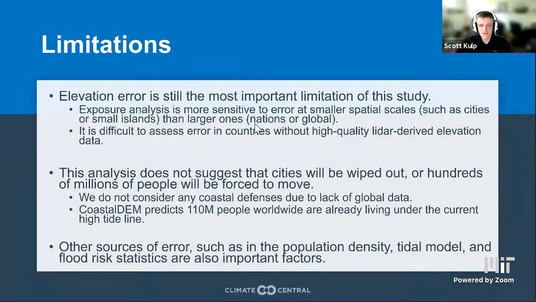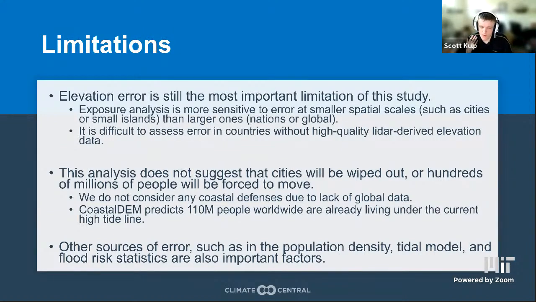So limitations, very important. Even though it's a lot better, there's still a lot of error, there's still considerable error compared to LiDAR. And this is much more sensitive at smaller spatial scales like cities or small islands. And right now it's difficult to assess error in countries without that LiDAR-derived elevation data.